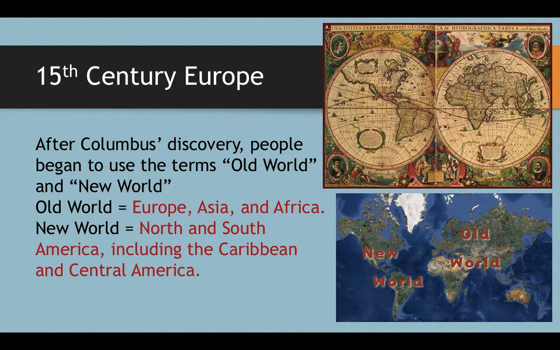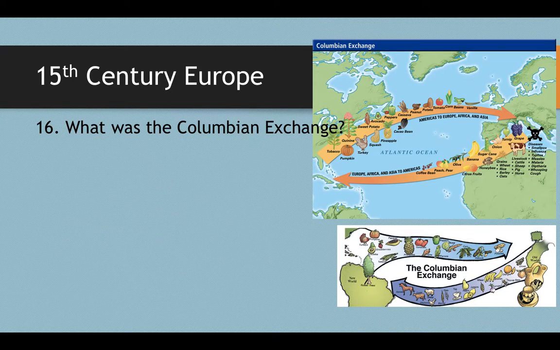So after Columbus's discovery, people began to use these two terms, the Old World and the New World. And as you see on that map there, the Old World is Europe, Asia, and Africa. And the New World is the Americas. Okay, so North and South America, including the Caribbean and Central America. That's what we call the New World and the Old World.